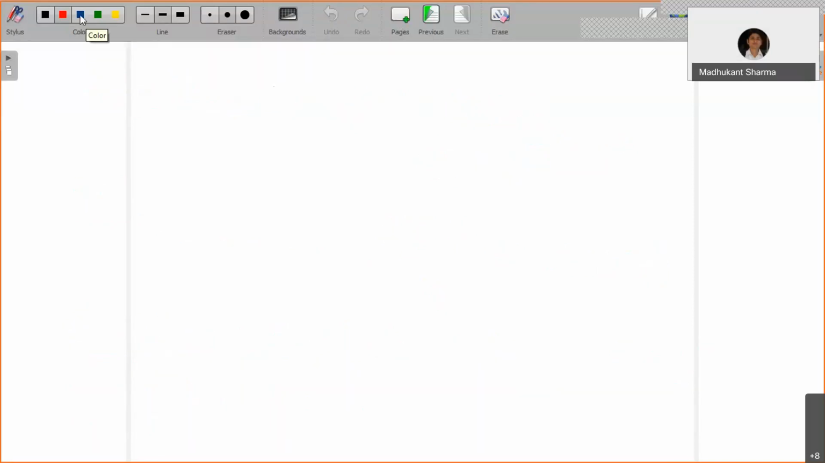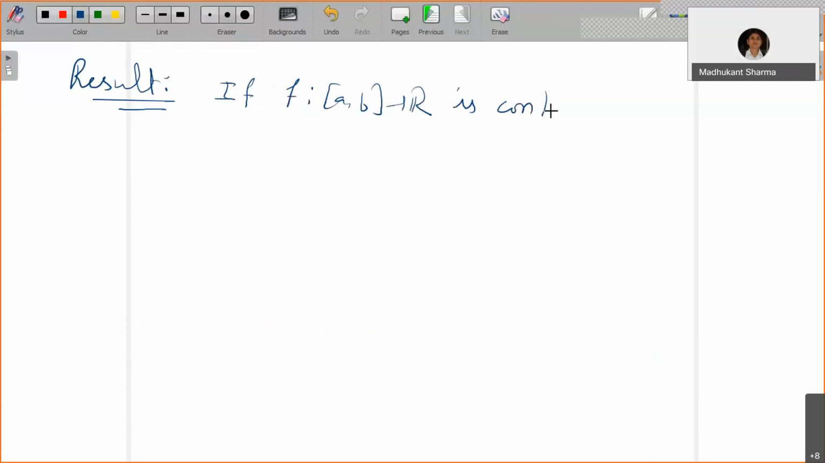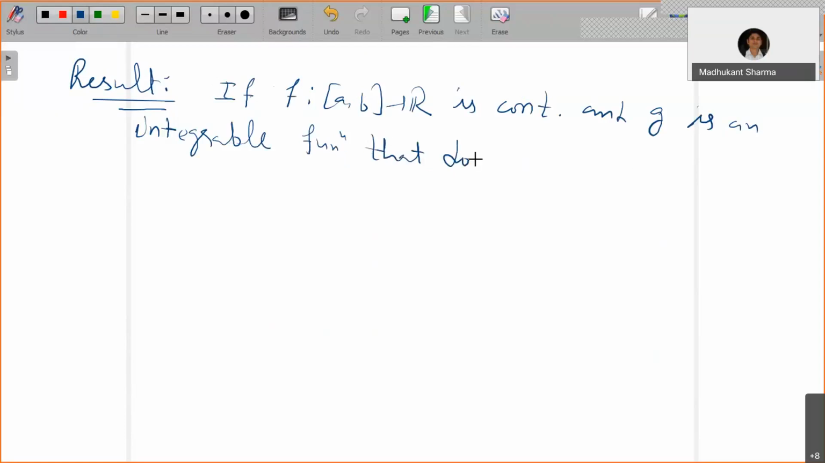I just want to state one result here. If f, a real valued function, is continuous and g is a Riemann integrable function that does not change sign on the closed interval, meaning it remains either non-negative or non-positive.